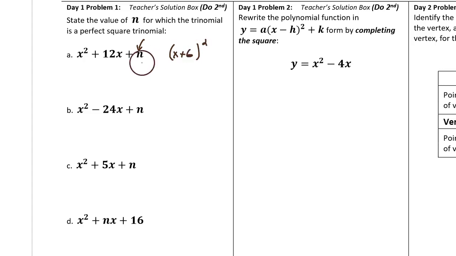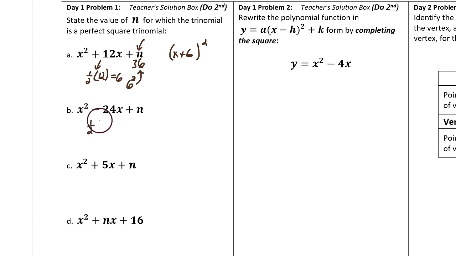So in order for that to happen, what does this number right here have to be? It would have to be 36. Now, how did we figure that out? You take half of the coefficient of x, so you take half of 12, which is 6, and then you square the 6. That's how you discover what n is. Let's follow that process on the next ones.